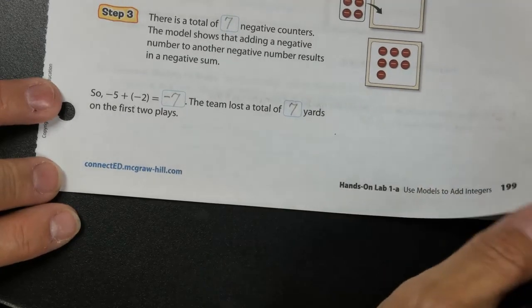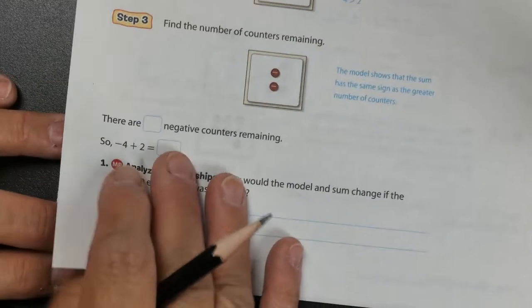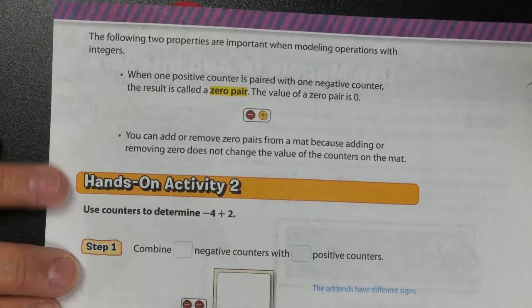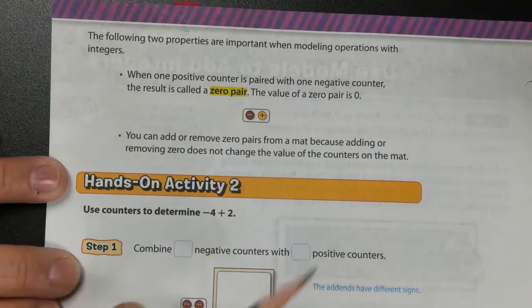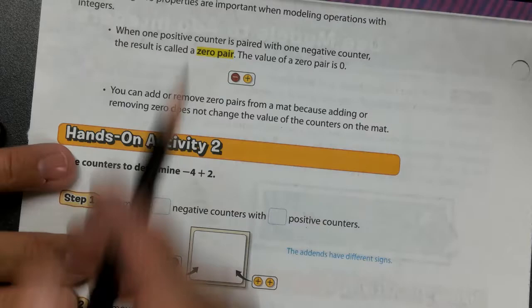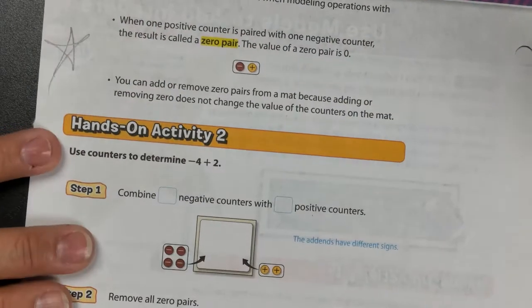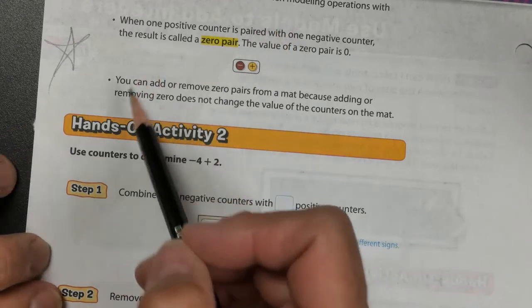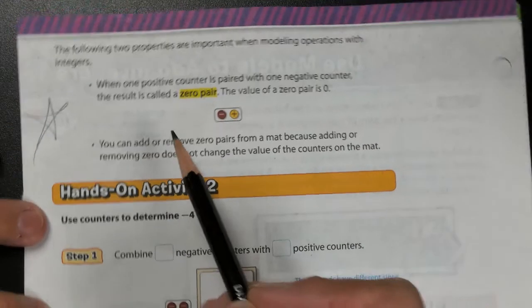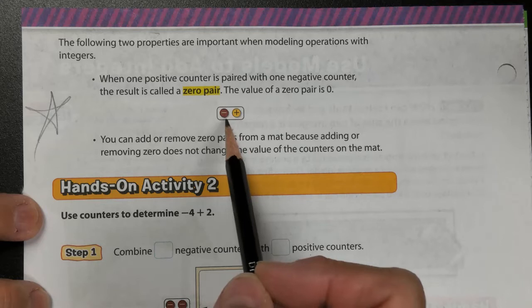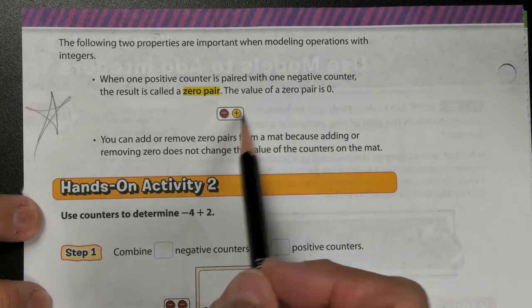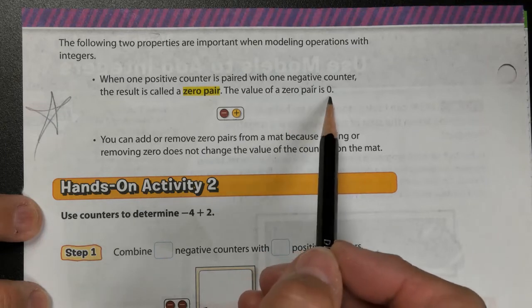Now let's go to page 200. This part right here is huge. Huge, huge, huge. Put a big old star by that. It says the following two properties are important when modeling operations with integers. Okay. When one positive counter is paired with one negative counter, the result is a zero pair. The value of a zero pair is 0.